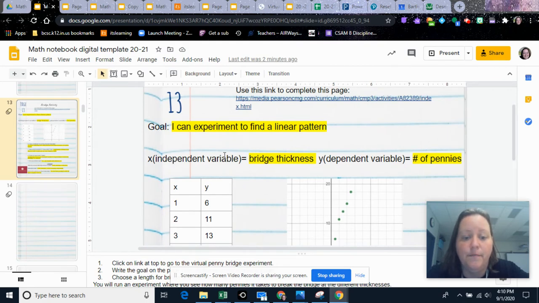Your x, which is your independent variable, was the bridge thickness, and your y, dependent variable, is the number of pennies. If you would like a bigger explanation of why that is, please watch the other video I made on the instructions on this page. Basically, it boils down to the number of pennies depends on the bridge thickness. So as you change that, the number of pennies will change.